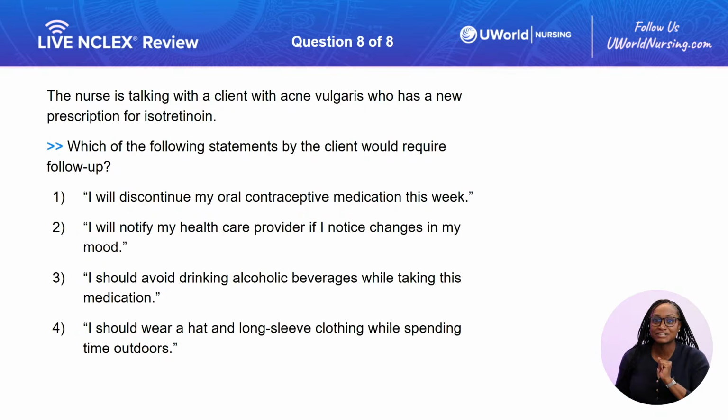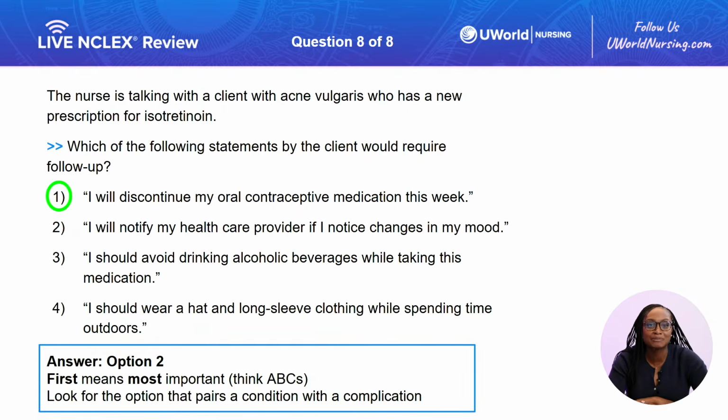But the correct answer for the last question of the day will be option 1. I will discontinue my oral contraceptive medications this week. So we know that isotretinoin is an absolute contraindication for clients who are pregnant. This is a teratogenic medication. So if they discontinue the oral contraceptives and become pregnant, then this can cause harm to the fetus. So we do not want them to get pregnant while they're on this medication. So they need to continue their oral contraceptives.